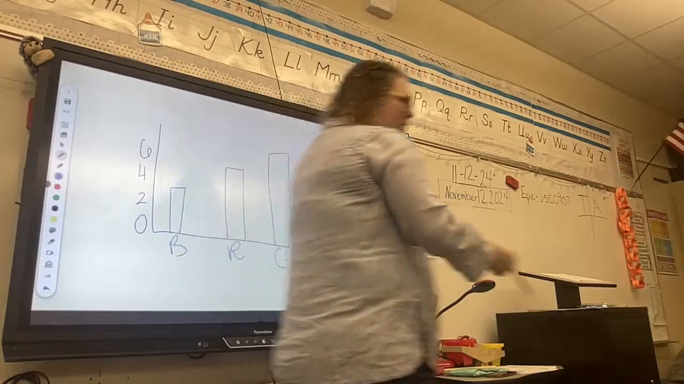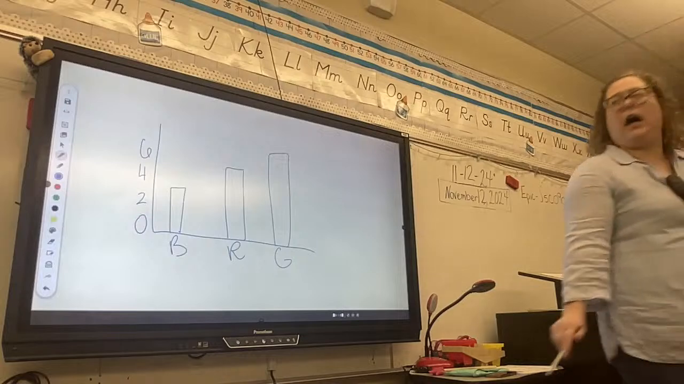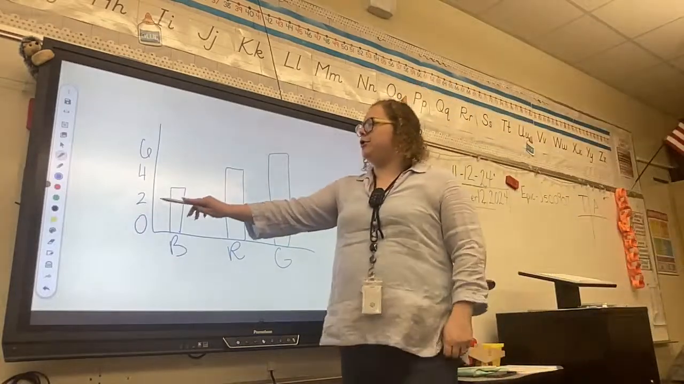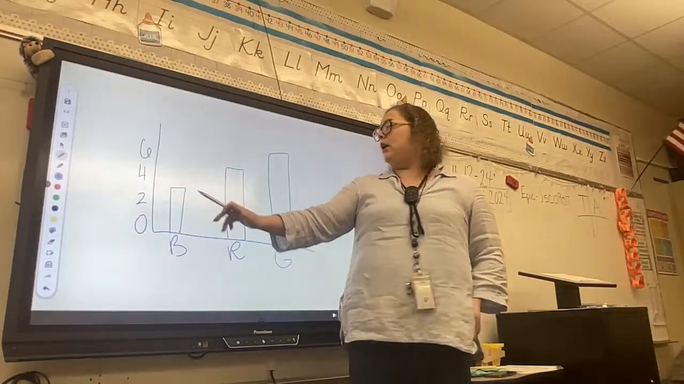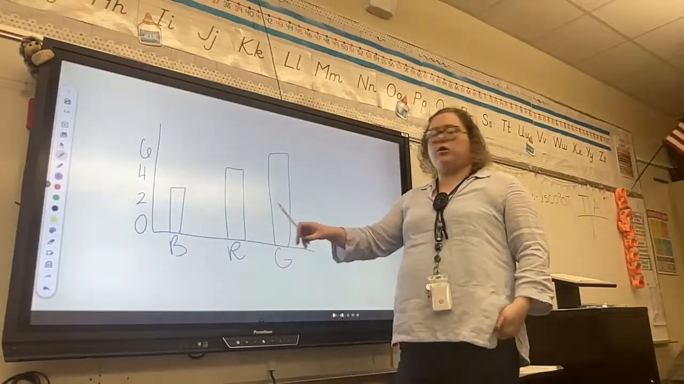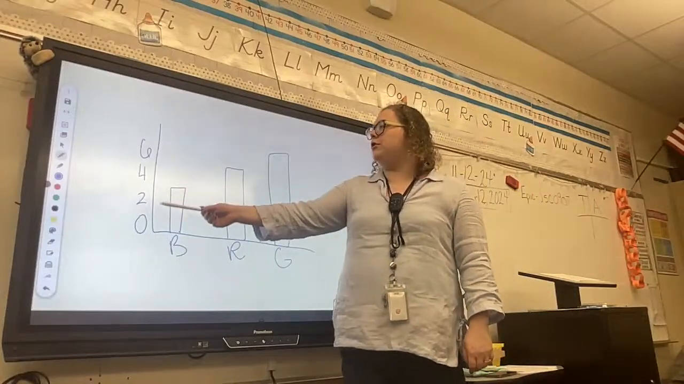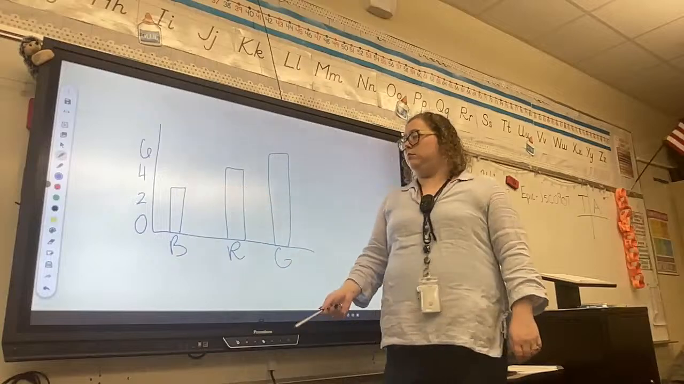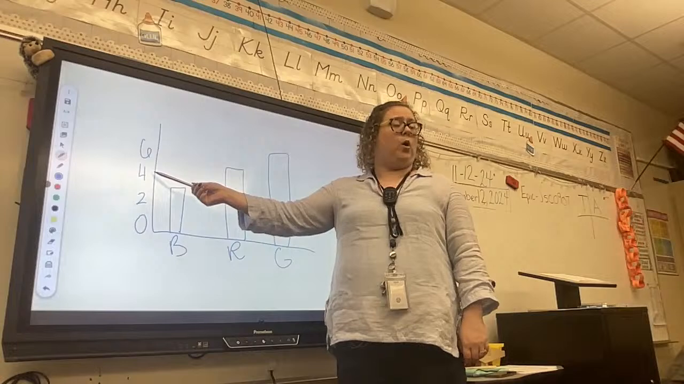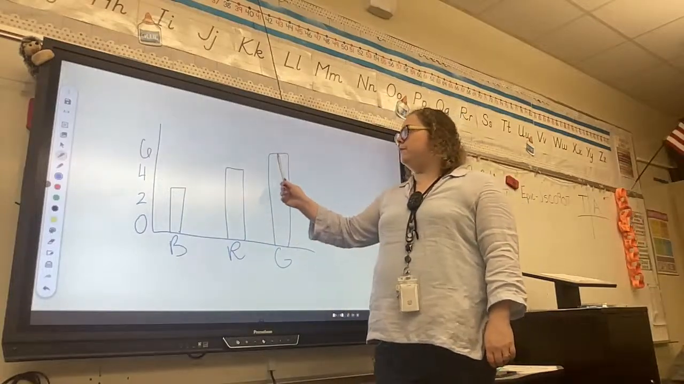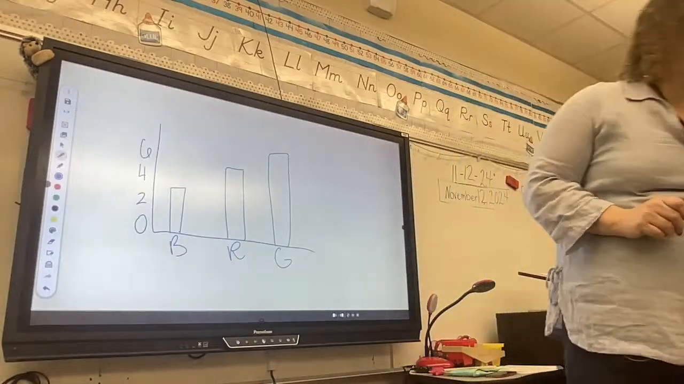All right, look at my board, guys. It wants to know which color is there 3 of. Now, when you see the 2 and the 4, and it's right in the middle right there, that means it's 3. So, when you're looking at the graph, either on your paper or on the board, which color is between the 2 and the 4? Blue. Because red goes all the way up to 4, and green goes all the way up to 6. Yeah. So which color has 3?